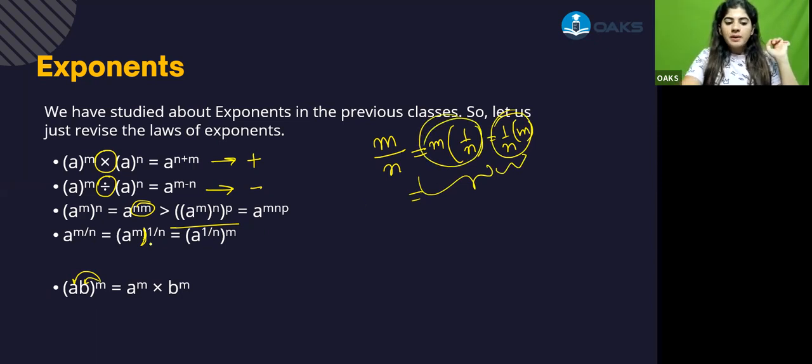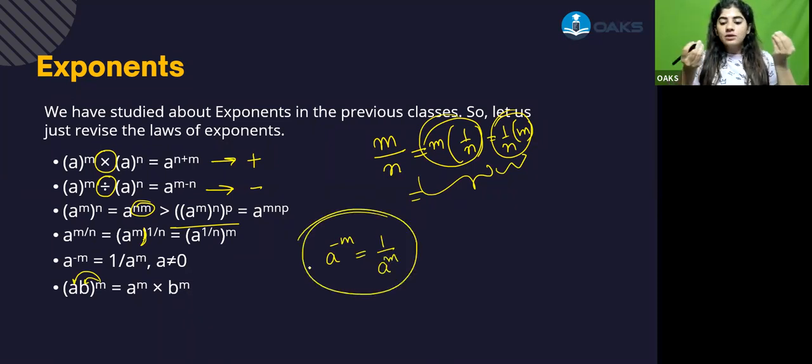Now for the next part, what we have? a raised to power minus m. What will that be equal to? That is equal to 1 over a raised to power m. Now, based on these laws of exponents, we'll be doing some questions.